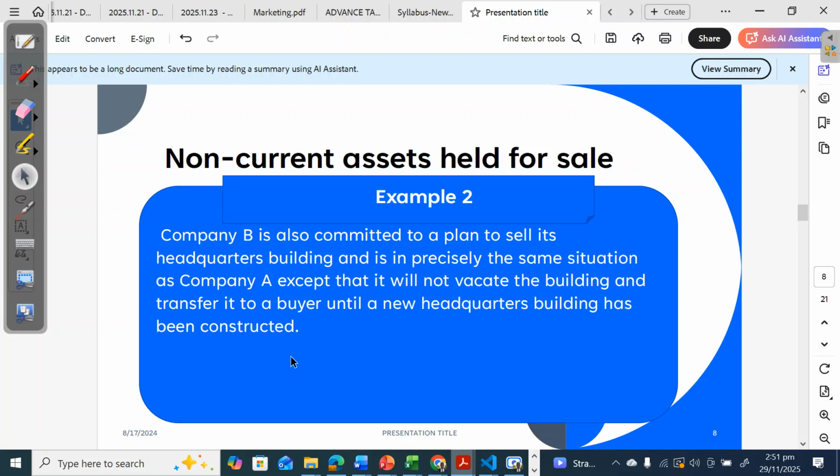For this one, we shouldn't even think of classifying it. We shouldn't even make an attempt. They are lacking that condition of immediate availability. You are right. They are lacking it because if they are to construct a new headquarters before they vacate, you can imagine when they will finish that new headquarters. They are not ready at all.